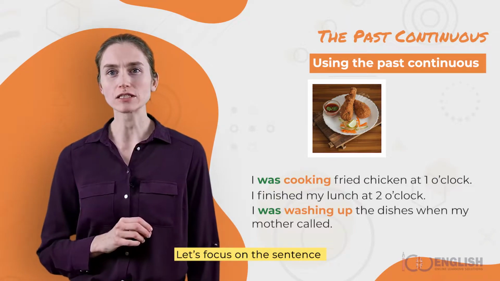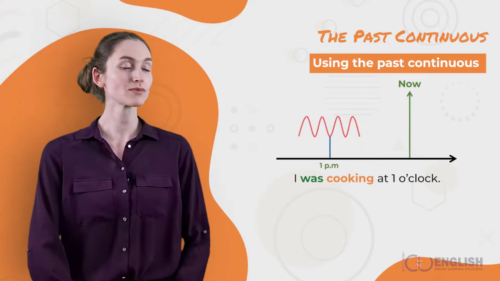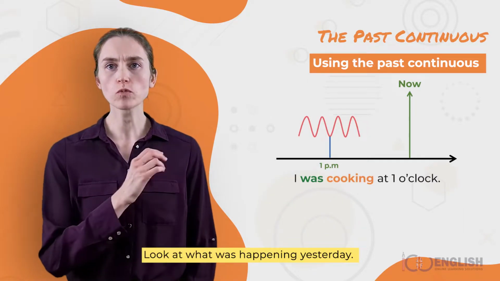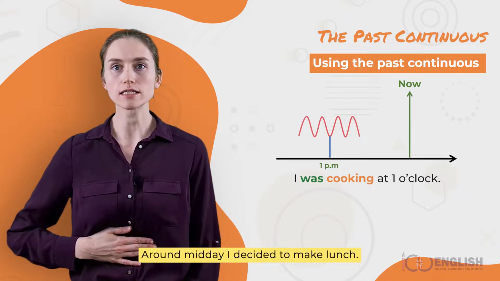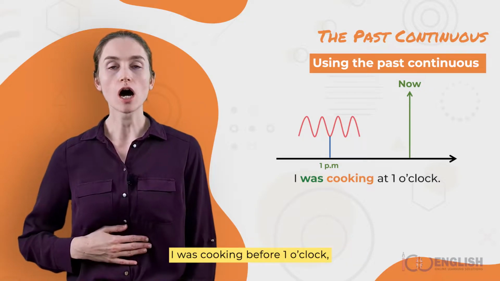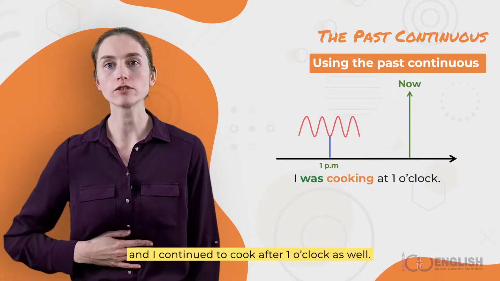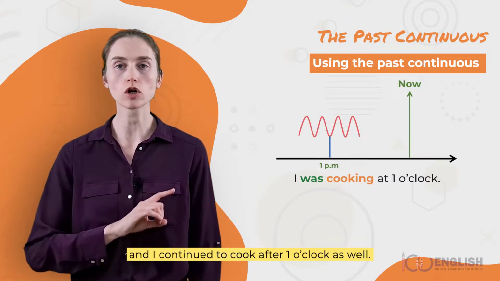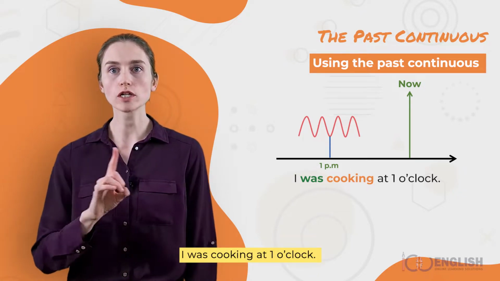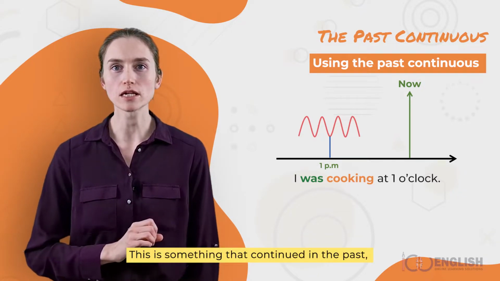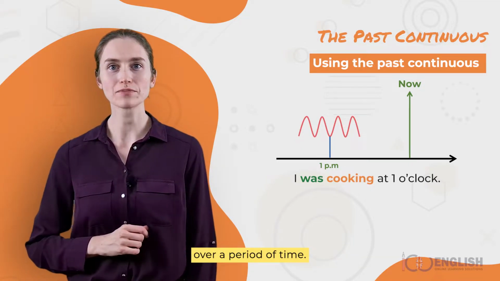Let's focus on the sentence and the timeline. Look at what was happening yesterday. Around midday, I decided to make lunch. I was cooking before 1 o'clock and I continued to cook after 1 o'clock as well. I was cooking at 1 o'clock. This is something that continued in the past over a period of time.